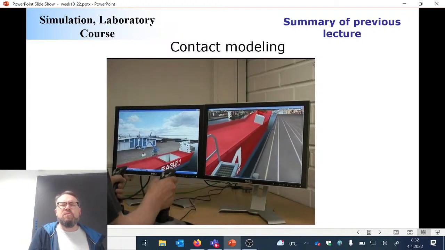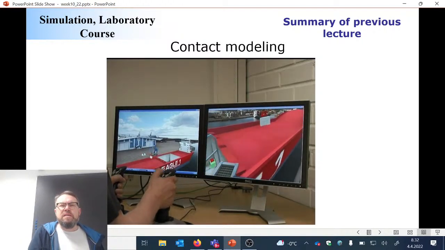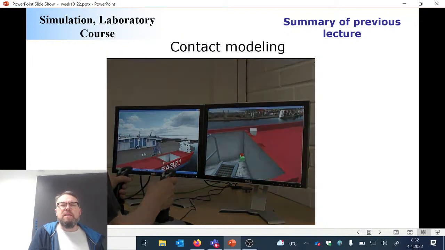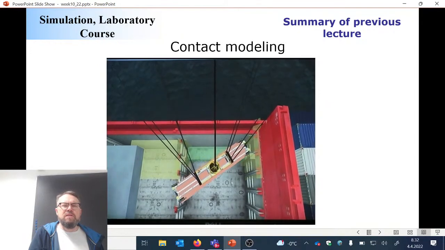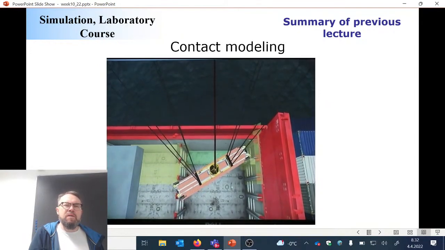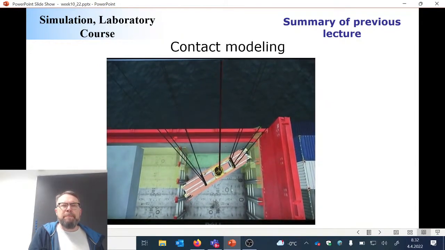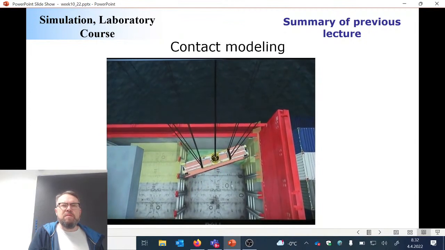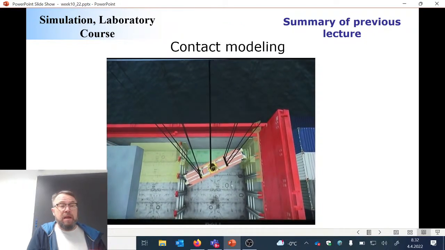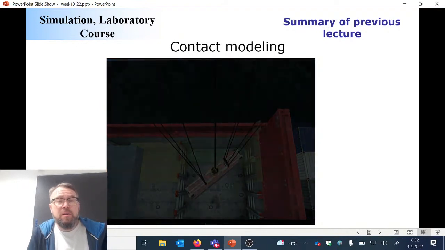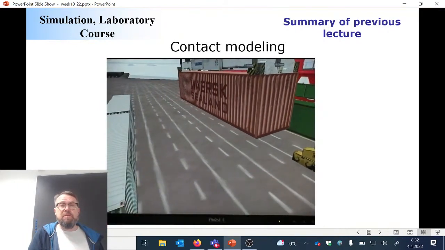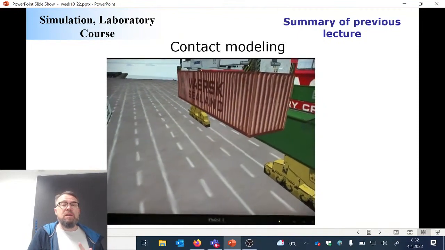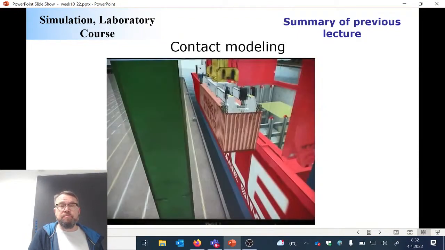This guy is lowering the package. And you see that the package is then headed to the ship. Here too is a contact between the container and the ship. We will continue to discuss this contact description today. We already learned that there is this very often used technique, which is based on penalty forces. And today we're going to learn something a bit different.